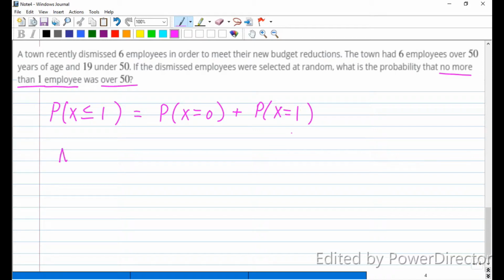So what is our total population? So that would be everybody together. So how many says we have 6 over the age of 50 and 19 under the age of 50. So how many is that? 25, right? 6 plus 19 is 25. So capital N is 25.